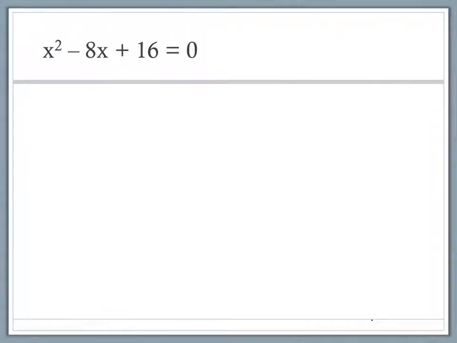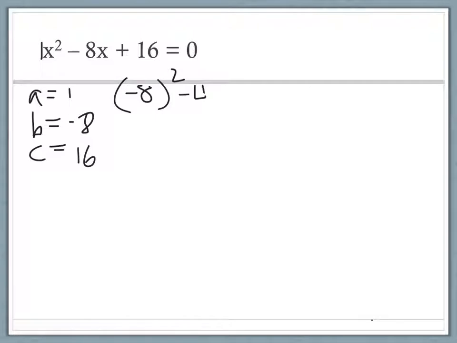Okay, guys, here's our next example. If you take a look, it's set equal to 0, so I don't have to move anything over. So I can go ahead and find my A, my B, and my C. Okay, remember, there's technically a 1 out there, so our A is going to be 1, our B is -8, and our C is 16. All right, now I'm going to go ahead and find the discriminant. So I'm going to have -8 squared minus 4 times 1 times 16.